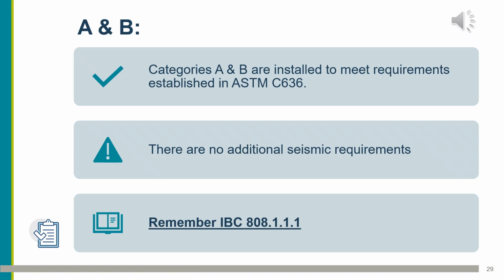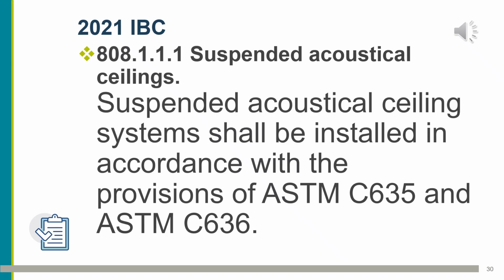So we're going to start with our A and B, and they have to be installed to meet the requirements of ASTM C636. There's no additional seismic requirements other than those. And again, this is in the IBC section 808.1.1.1. So we kind of have to chase this down a little bit.